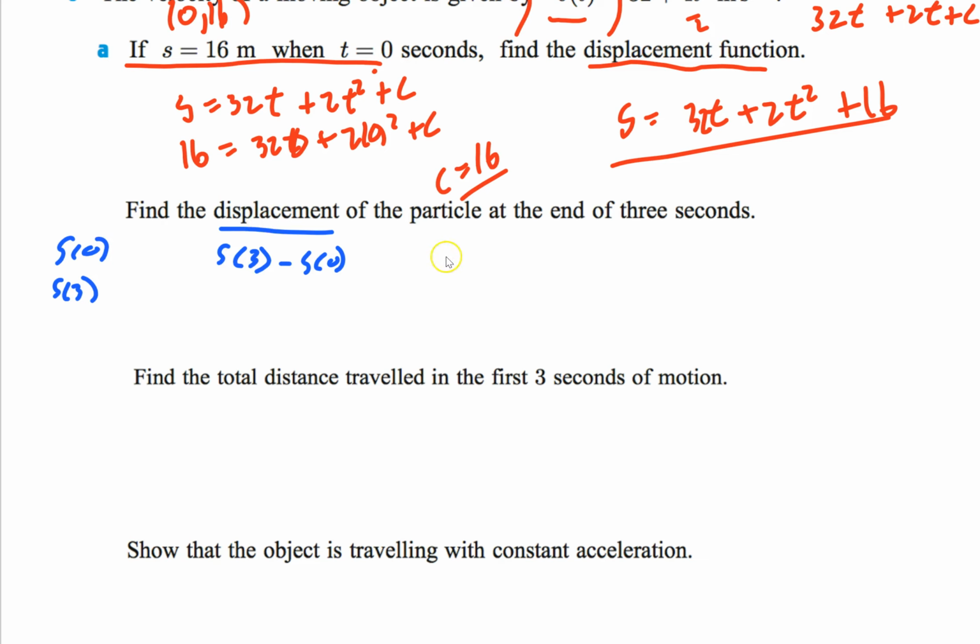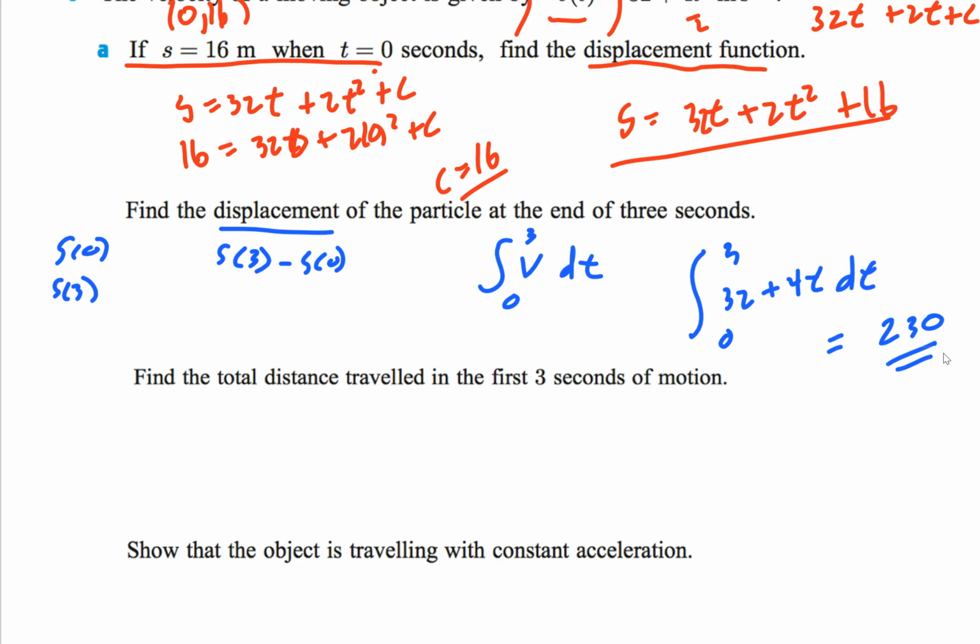Now, that's one way to do it. The other way to do it is using integration. Remember, the displacement formula is the integral of velocity, in this case from 0 to 3. You can do that, especially with the calculator, right? You just integrate 32 plus 4t from 0 to 3 dt. I did this earlier, and I got 210. So my displacement in the first 3 seconds is 210. So you can either plug 3 into the displacement formula, then plug 0 into the displacement formula and subtract them, or just use the velocity formula.